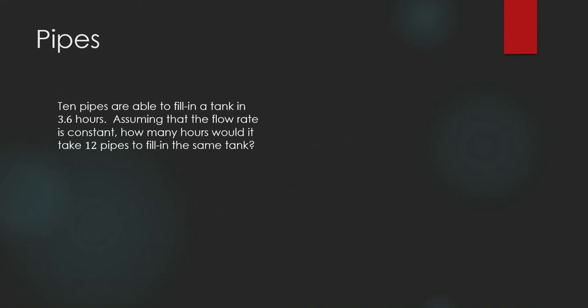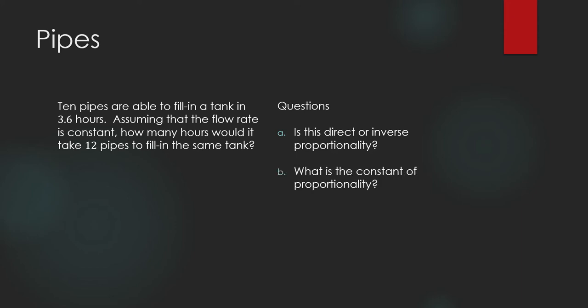Ten pipes are able to fill in a tank in 3.6 hours. Assuming that the flow rate is constant, how many hours would it take 12 pipes to fill in the same tank? These are the questions. Is this direct or inverse proportionality? What is the constant of proportionality? And how many hours would it take 12 pipes to fill in the same tank, assuming that the flow rate is constant?